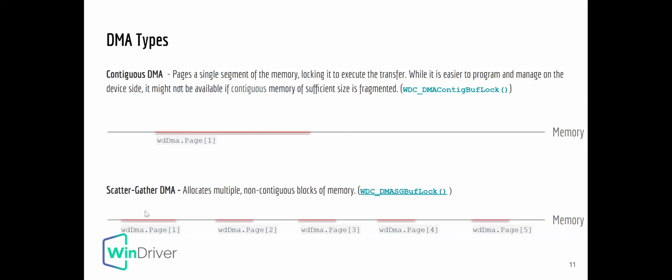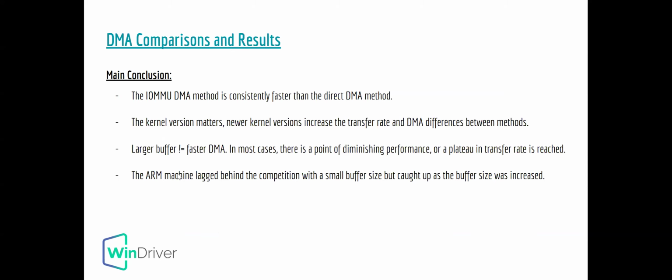So these are the main differences between scatter-gather and contiguous, and this is again the visual representation of each DMA type and how it looks. So we have contiguous and scatter-gather.